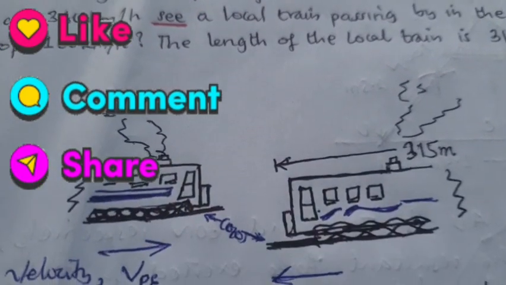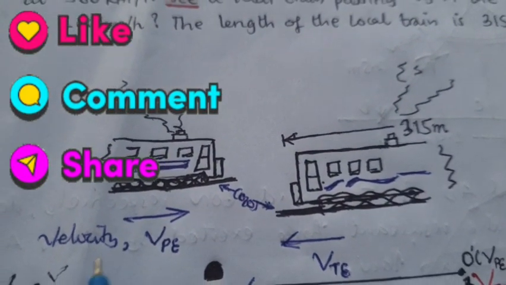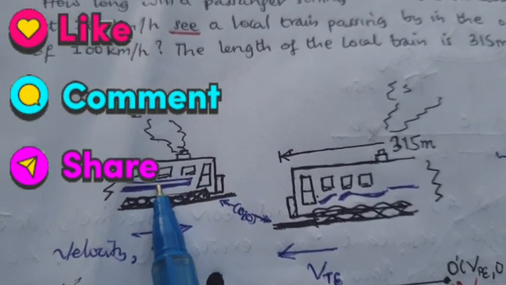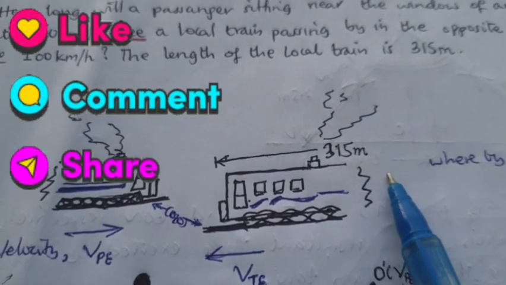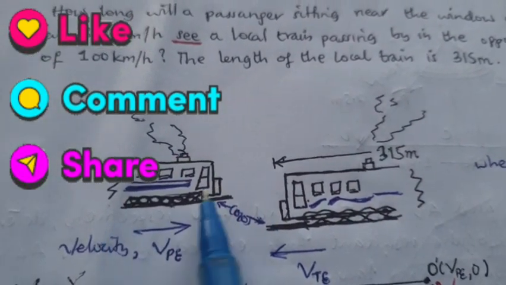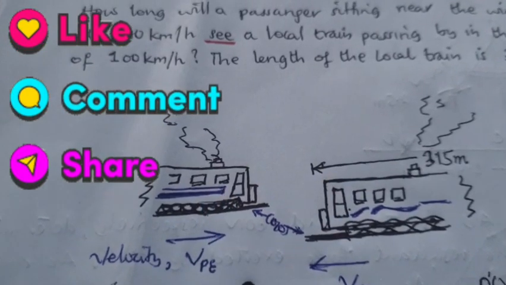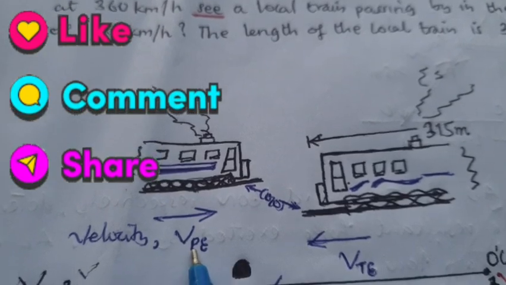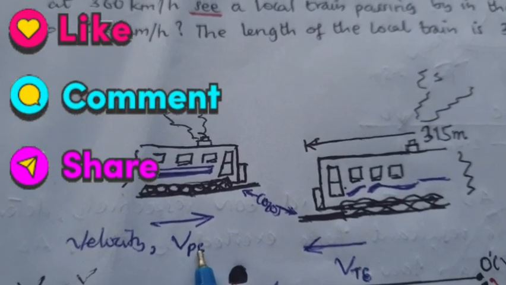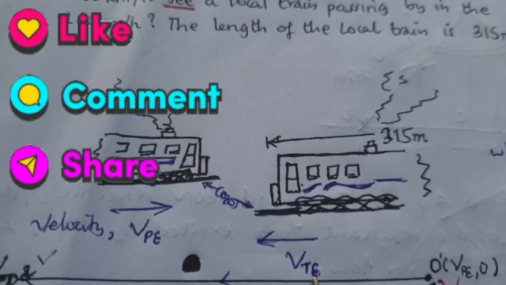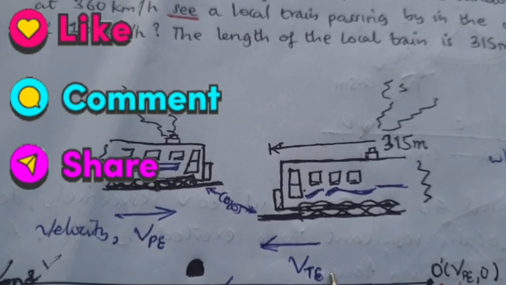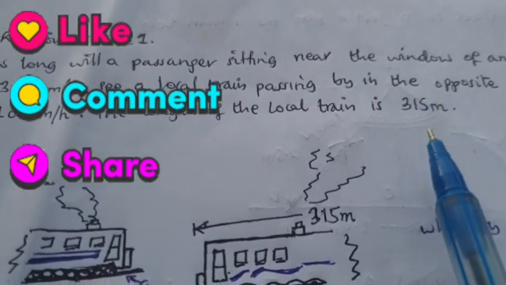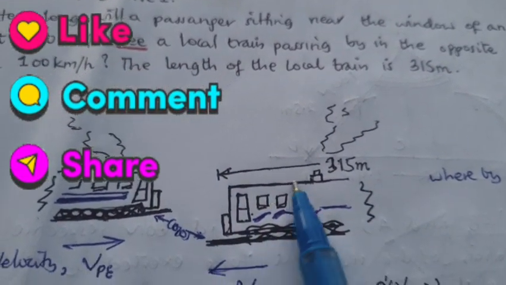Consider the diagrams that elaborate these scenarios. This is the SGR train where the passenger is inside, and this is a local train that is passing against the direction of the SGR train. This is the velocity of the passenger with respect to the ground, and this is the velocity of the local train with respect to the ground. And we are given the length of this local train as 315 meters, as represented here.